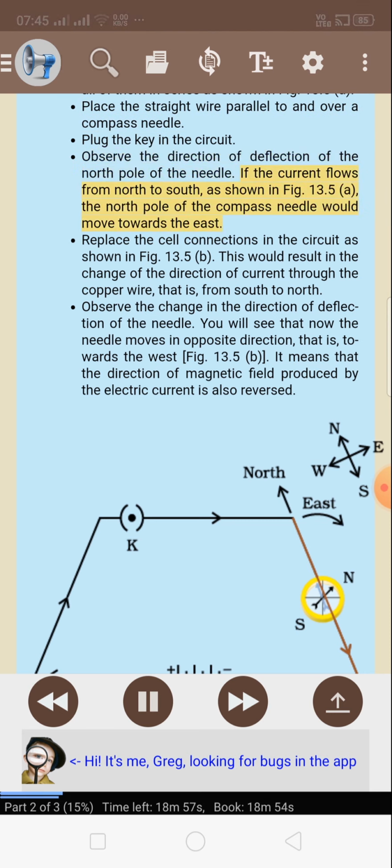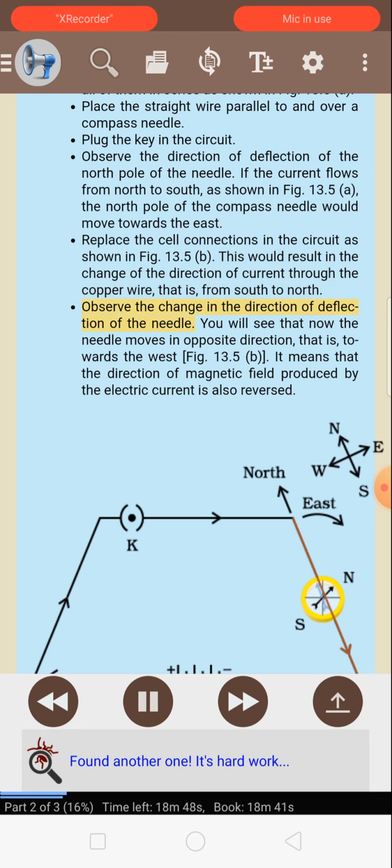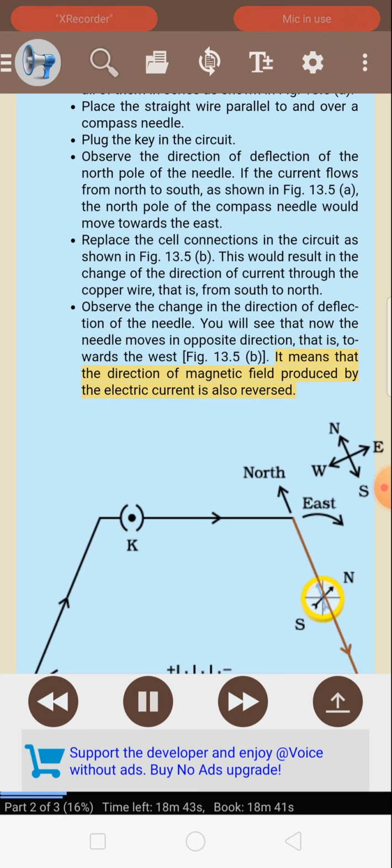If the current flows from north to south, as shown in figure 13.5, the north pole of the compass needle would move towards the east. Replace the cell connections in the circuit as shown in figure 13.5b. This would result in the change of the direction of current through the copper wire, that is, from south to north. Observe the change in the direction of deflection of the needle. You will see that now the needle moves in the opposite direction, that is, towards the west. It means that the direction of the magnetic field produced by the electric current is also reversed.